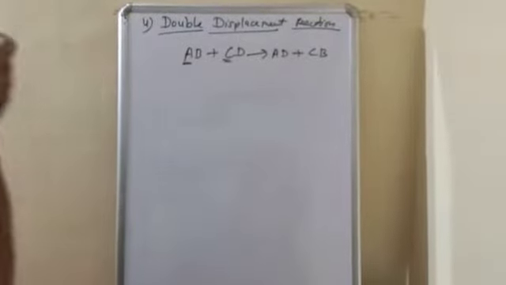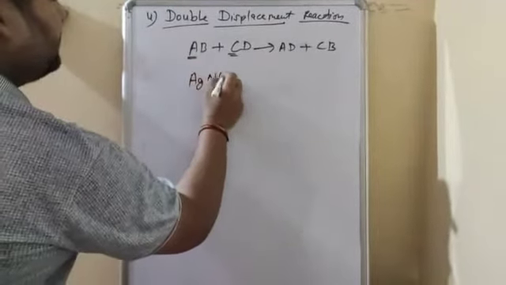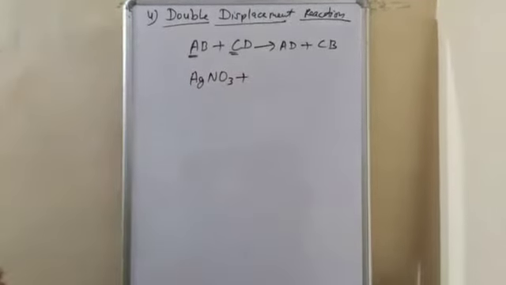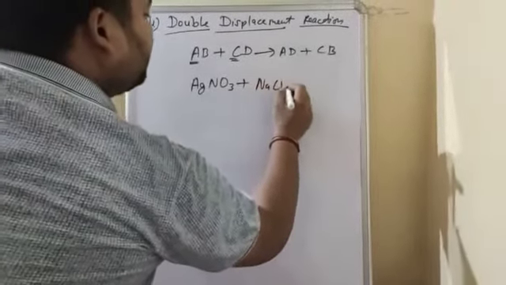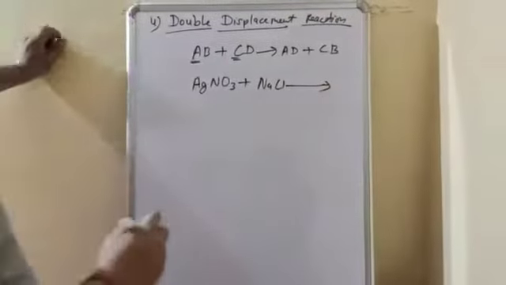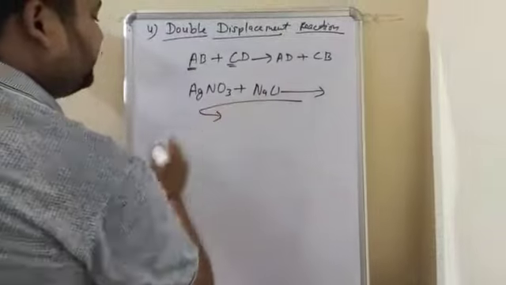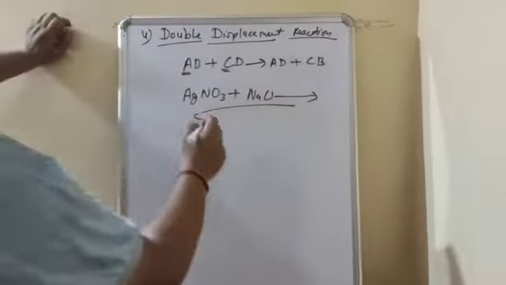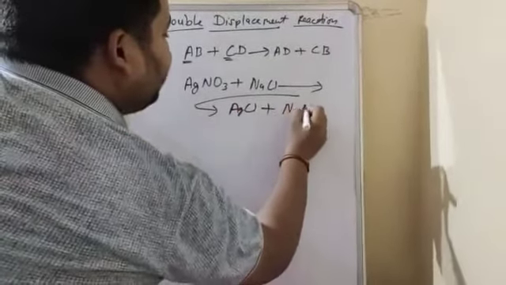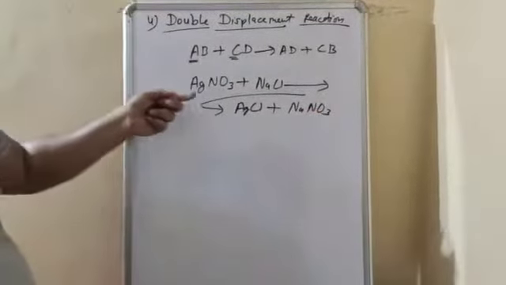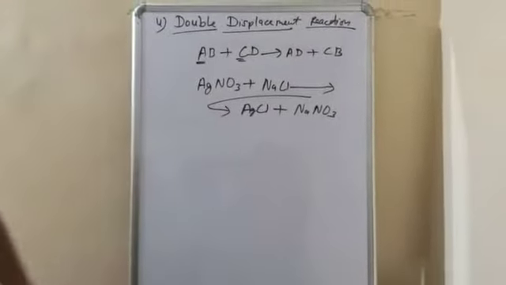For example, silver nitrate, AgNO3, plus sodium chloride react to each other, form new compounds AgCl plus NaNO3. Here silver and sodium are ions and both have changed their position and place.